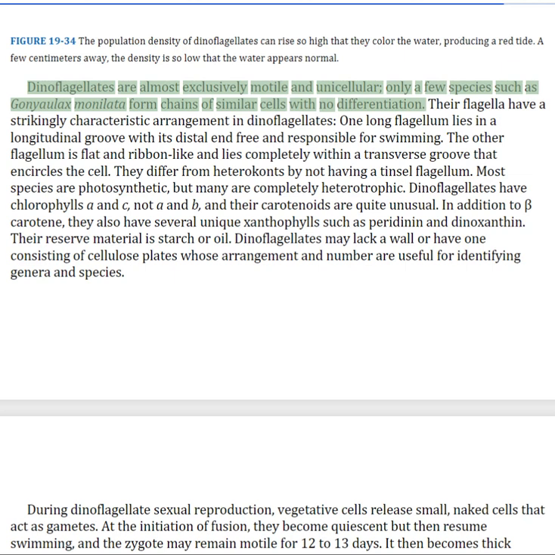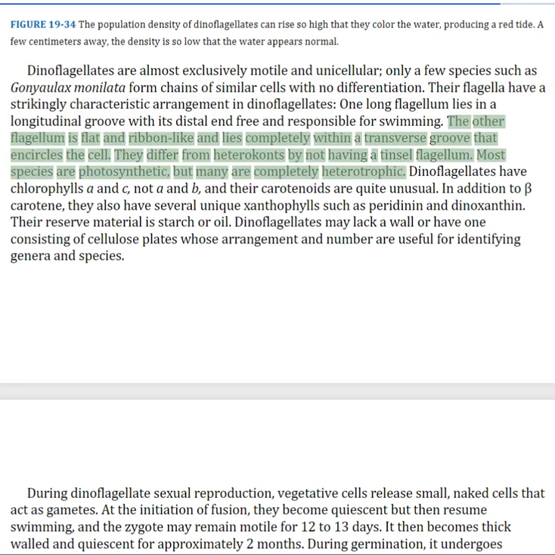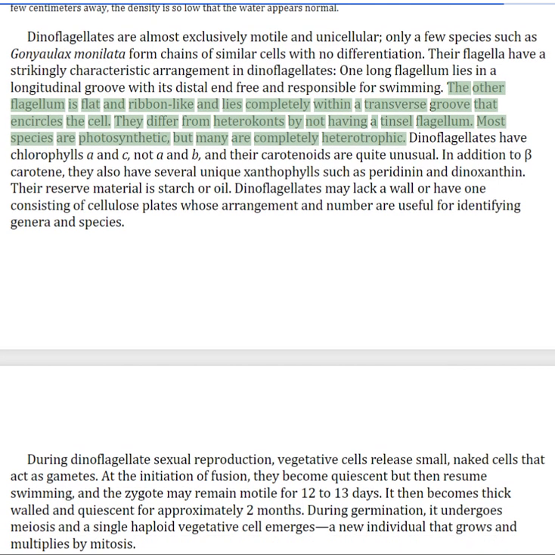A few species such as Goniolax monolata form chains of similar cells with no differentiation. Their flagella have a strikingly characteristic arrangement in dinoflagellates. One long flagellum lies in a longitudinal groove with its distal end free and responsible for swimming. The other flagellum is flat and ribbon-like and lies completely within a transverse groove that encircles the cell.